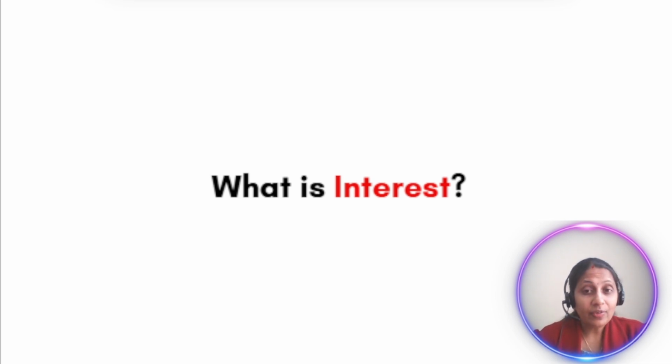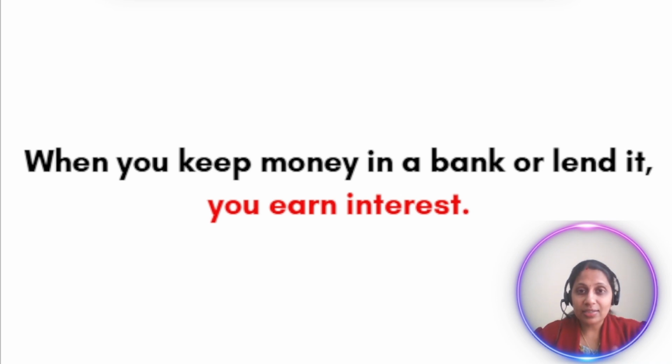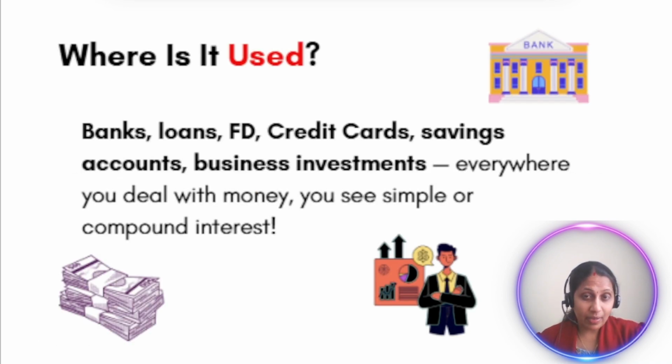So whenever you lend money to a bank or someone else, you earn interest. So where is it used in our real life? It is used in banks, for example getting loans or fixed deposits, or credit cards that are used for shopping, or savings accounts or business investments and much more. To be simple, everywhere you deal with money, you see simple or compound interest in it.